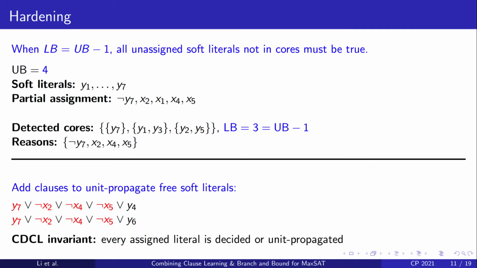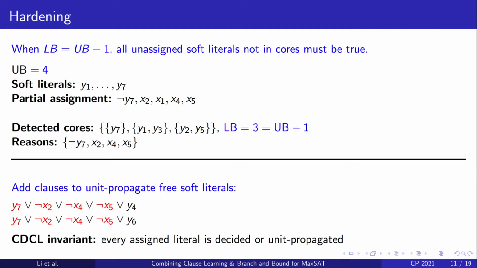Another feature that we include in our solver is hardening. The idea behind hardening is that when the lower bound is equal to the upper bound minus 1, we know that we cannot afford setting more soft literals to false. Otherwise, we would reach the upper bound. So following the same example as before, but now with an upper bound of 4, this is the case. So hardening can be applied. What we can do is take all the soft literals that are unassigned and do not belong to any core, and we will propagate them to true.